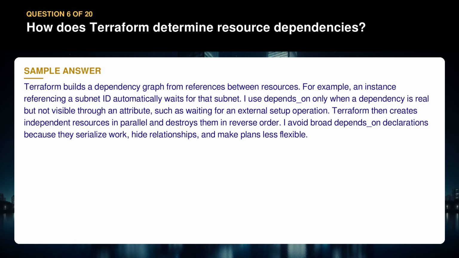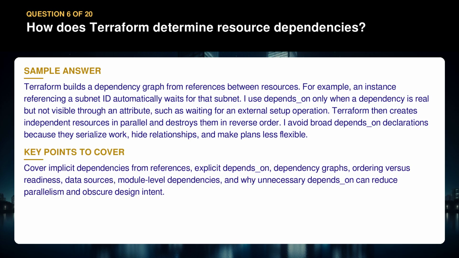I avoid broad depends_on declarations because they serialize work, hide relationships, and make plans less flexible. Cover implicit dependencies from references, explicit depends_on, dependency graphs, ordering versus readiness, data sources, module-level dependencies, and why unnecessary depends_on can reduce parallelism and obscure design intent.